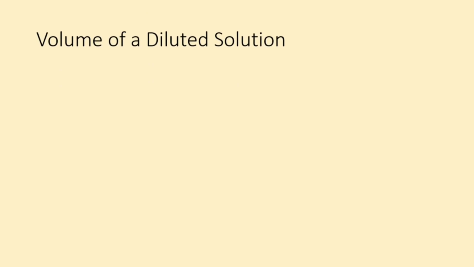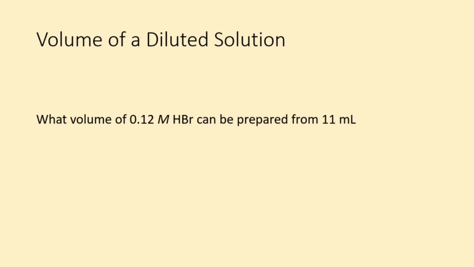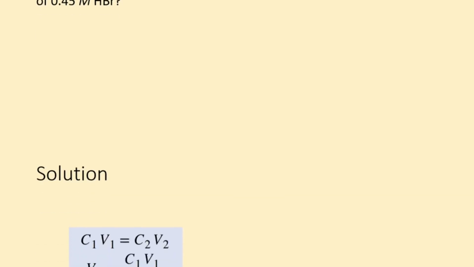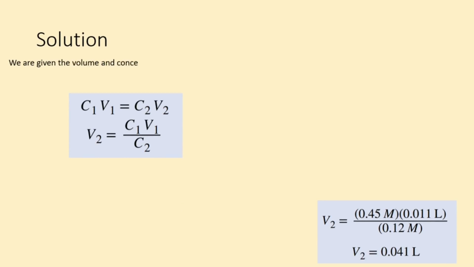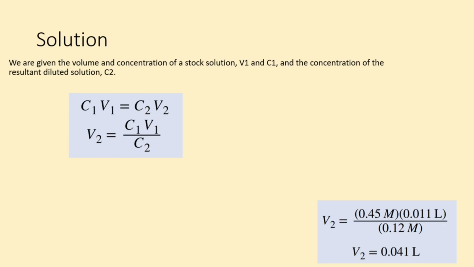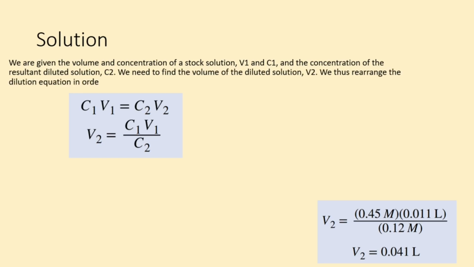Volume of a diluted solution. What volume of 0.12 M HBr can be prepared from 11 mL, 0.011 liters, of 0.45 M HBr? We are given the volume and concentration of the stock solution, V1 and C1, and the concentration of the resultant diluted solution, C2. We need to find the volume of the diluted solution, V2. We thus rearrange the dilution equation in order to isolate V2.